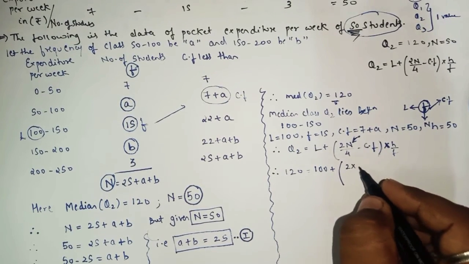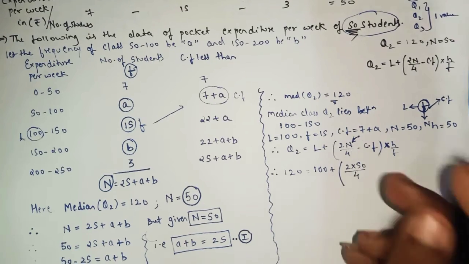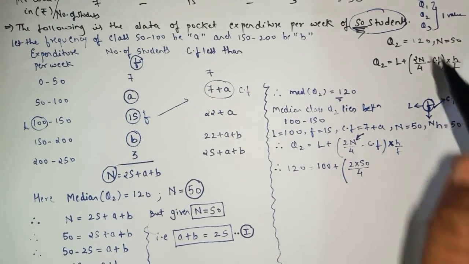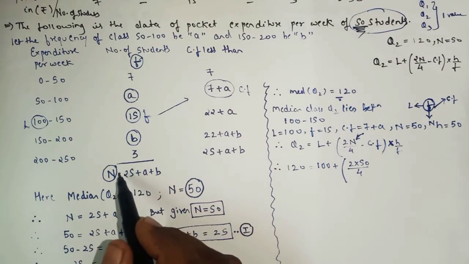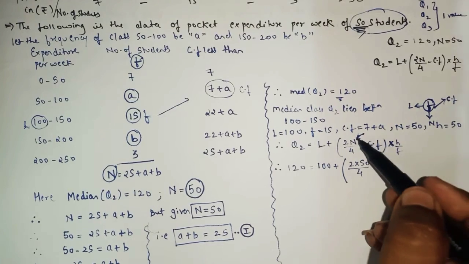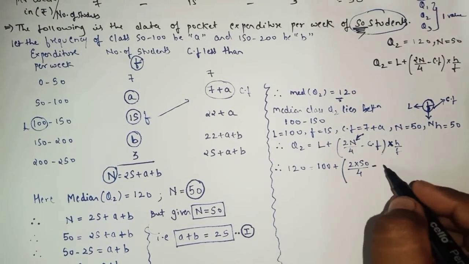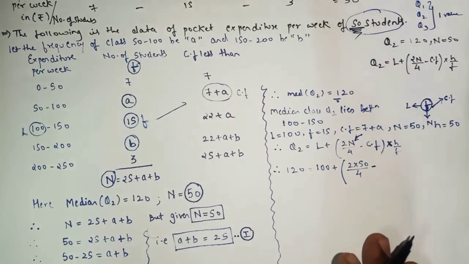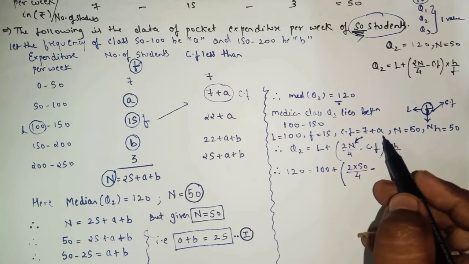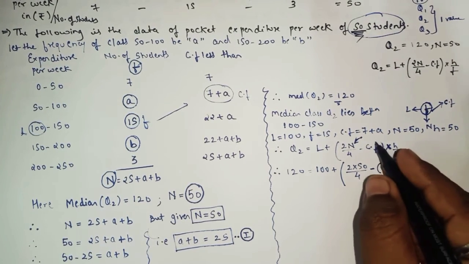Okay. 2 into N is what? 50 upon 4. Note that here you will put the actual total frequency which is given in the question, not the unknown frequency. The known frequency only you will put here. Okay, minus CF is what? 7 plus A.